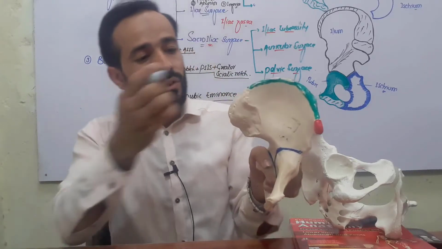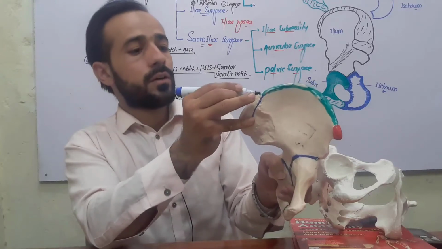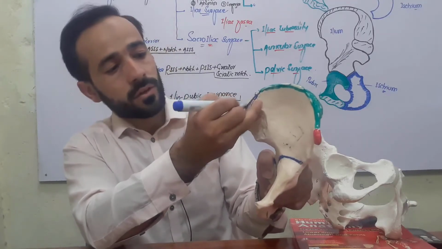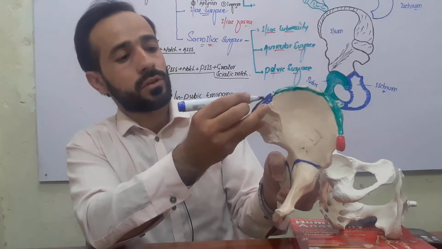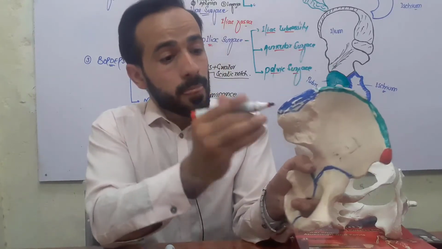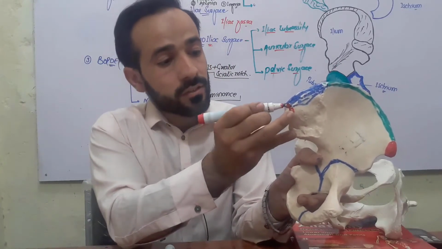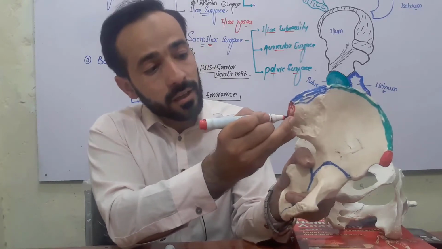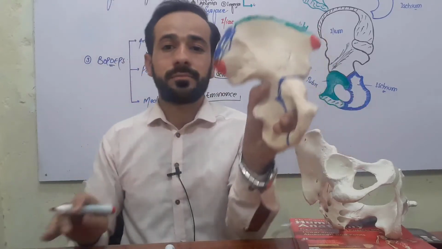Then there is the dorsal segment, right? So hold this, this is your dorsal segment. Look, with blue color, I'm mentioning it with blue color. So this is your dorsal segment, right? And then there is the posterior part, and this is called the posterior superior iliac spine. If you have your copies in front of you, I have written it, right?